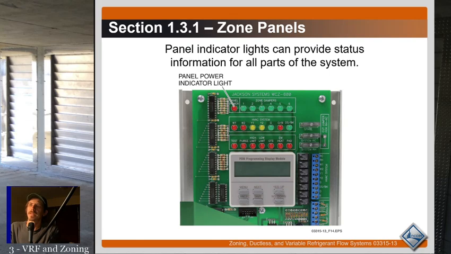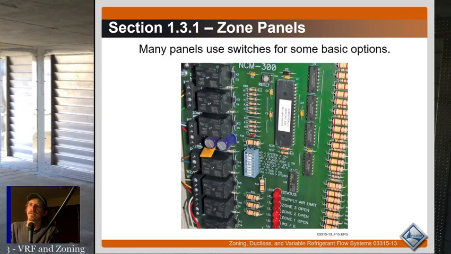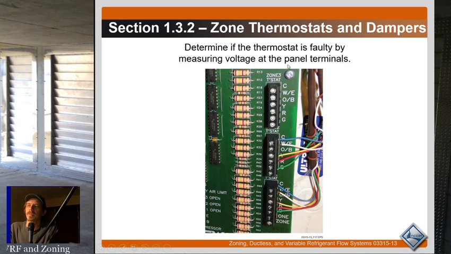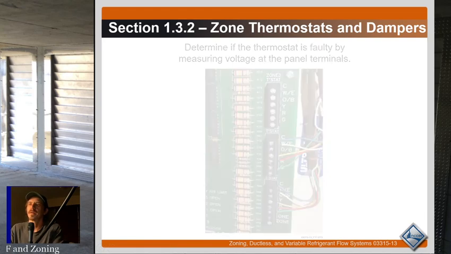Panel indicator lights can provide status information for all parts of the system. We talked about that. Many panels use switches for some basic options. Again, testing, there usually will be a test switch, stick it in a test mode. Basic system settings, things of that nature, is often dip switches. Determine if the thermostat is faulty by measuring voltage at the panel terminals. I mean, just like troubleshooting anything else. If you're having issues with operation, you want to make sure all the signals you think are there are there.